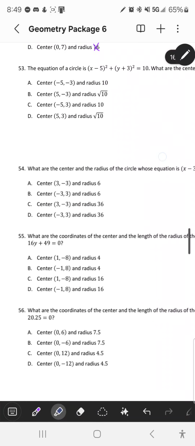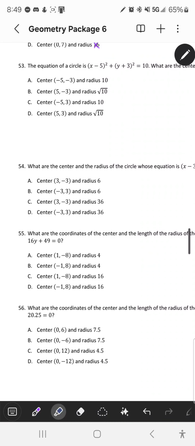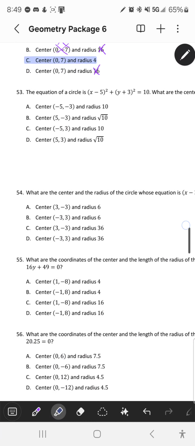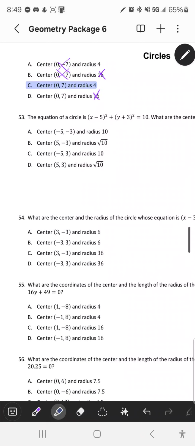I'm just going to do two more, 53 and 54.